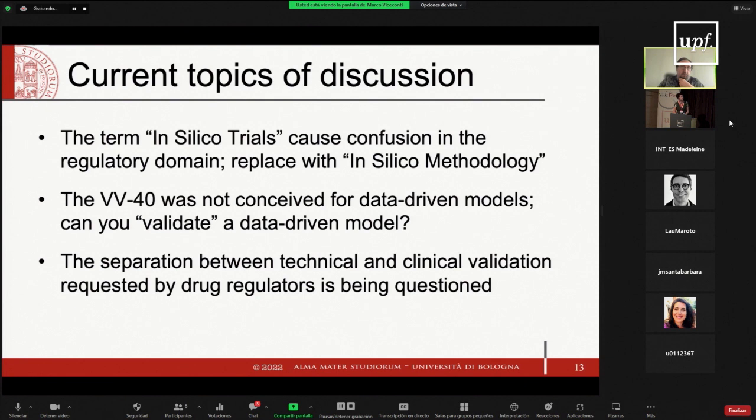There are still major topics being discussed. For example, recently we realized that the term in silico trials, which sounds very elegant in general conversation where the word trial means experiment, in the specific regulatory context is misleading, because in the regulatory context, a trial is an interventional clinical trial. We are now starting to use a different terminology. We call it in silico methodologies.